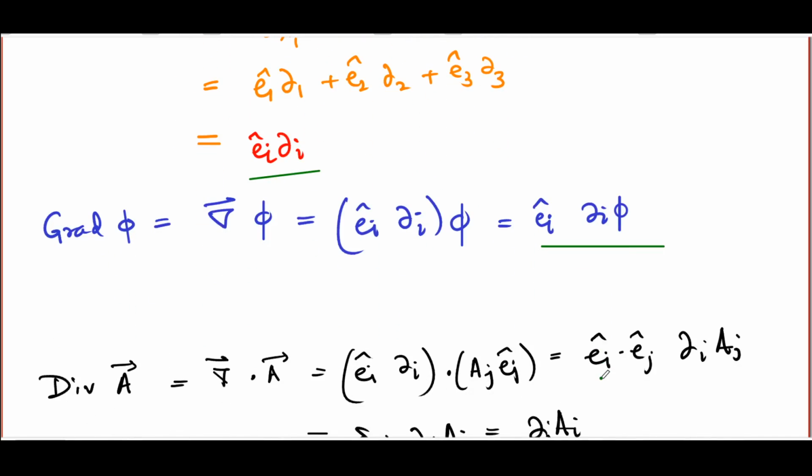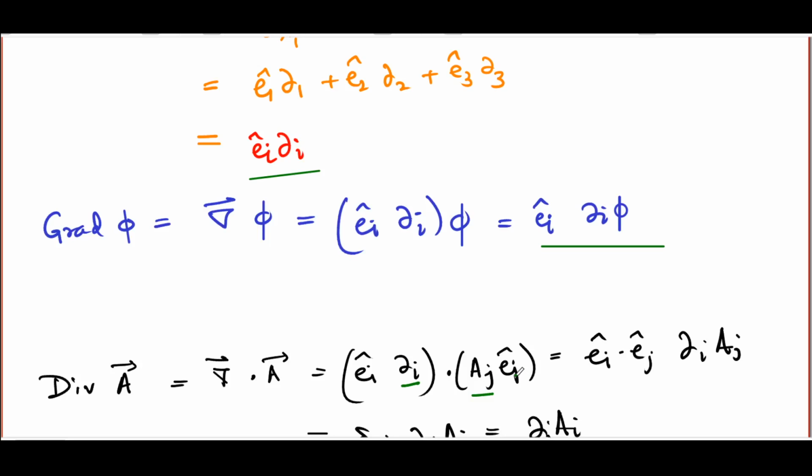Divergence of A is del dot A, at least in Cartesian coordinates, and therefore it's e_i del_i dot a_j e_j. Now, in this case, we have to remember that the del_i and a_j, although they look like components of a vector, are different in character. A_j in general would be a function of x, y, z, whereas del_i is an operator. So del_i and a_j will not commute.